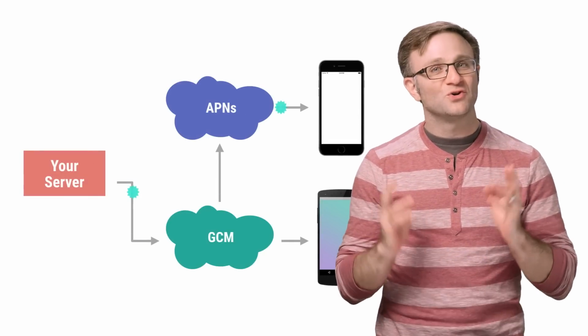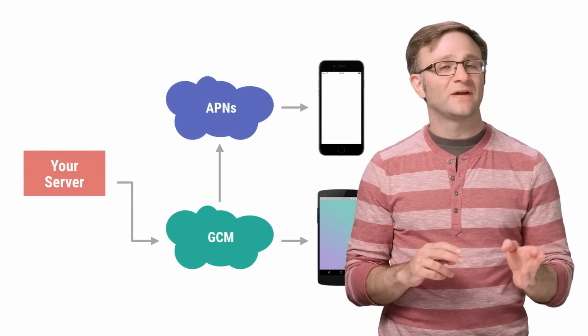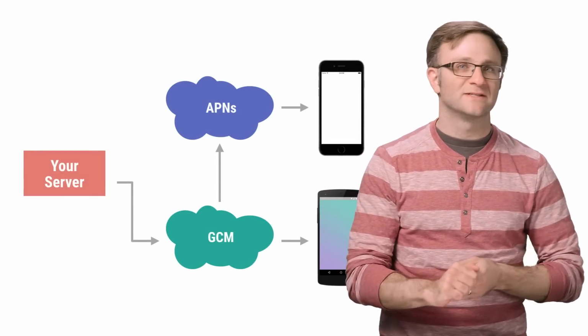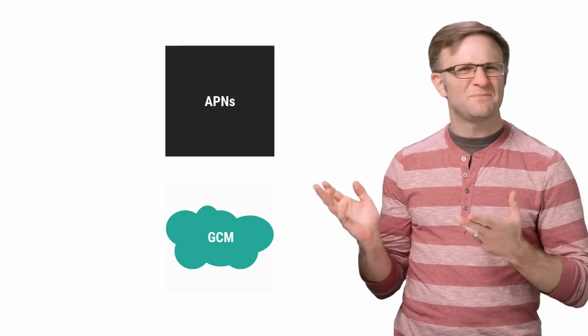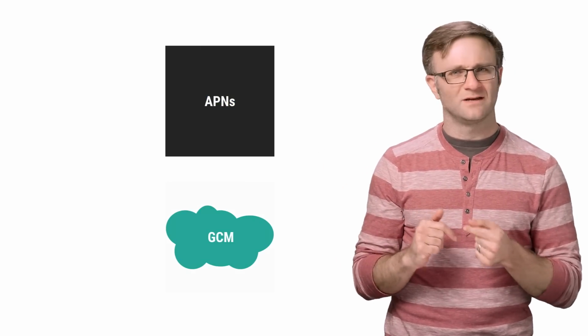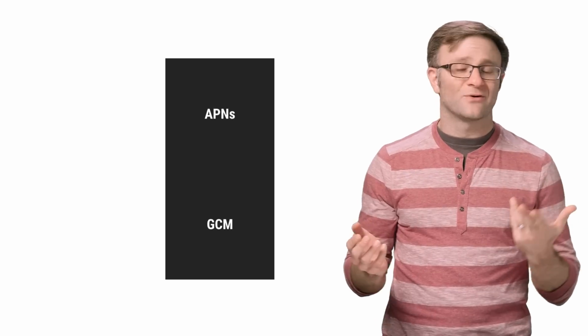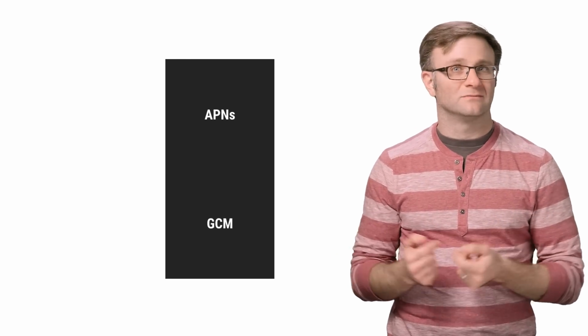So in a previous video, you learned that you can use GCM to send notifications through APNs to iOS devices. But to many developers, APNs is a bit of a black box. And come to think of it, so is GCM. Put them together and you've got a black rectangle, I guess.